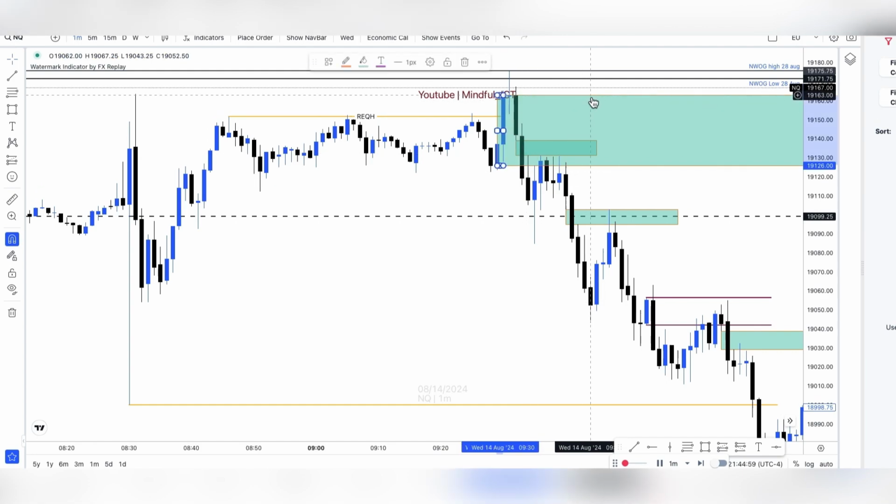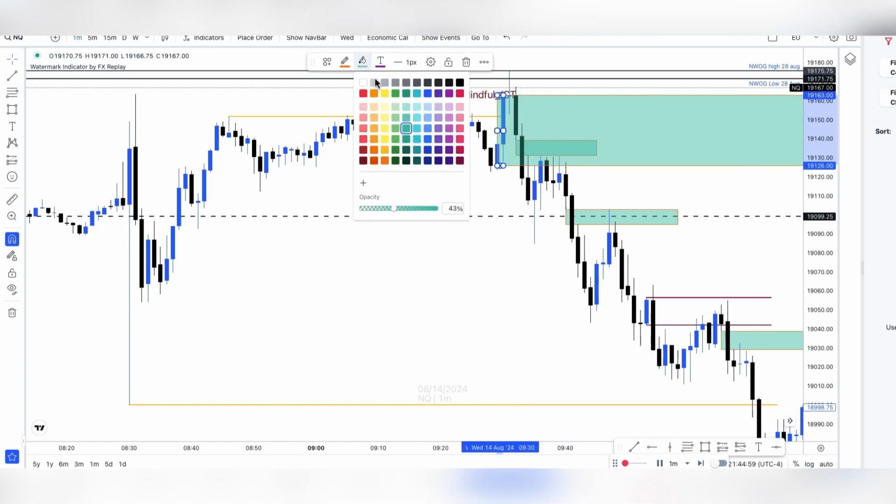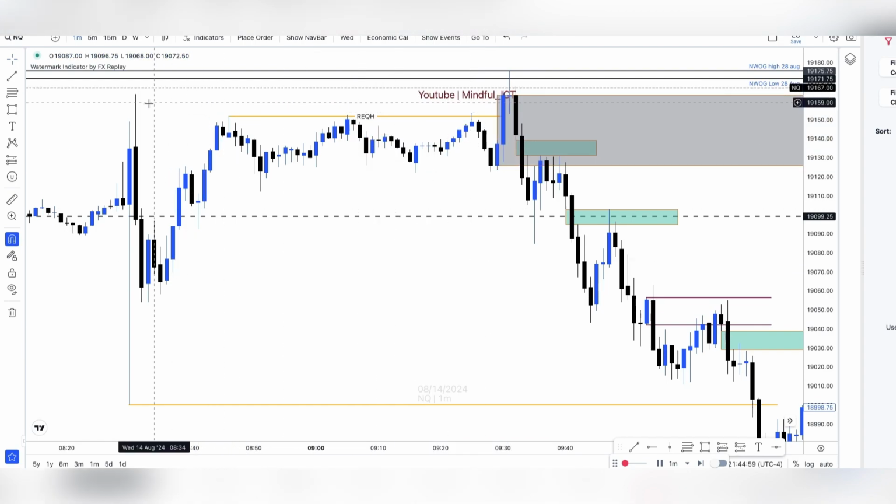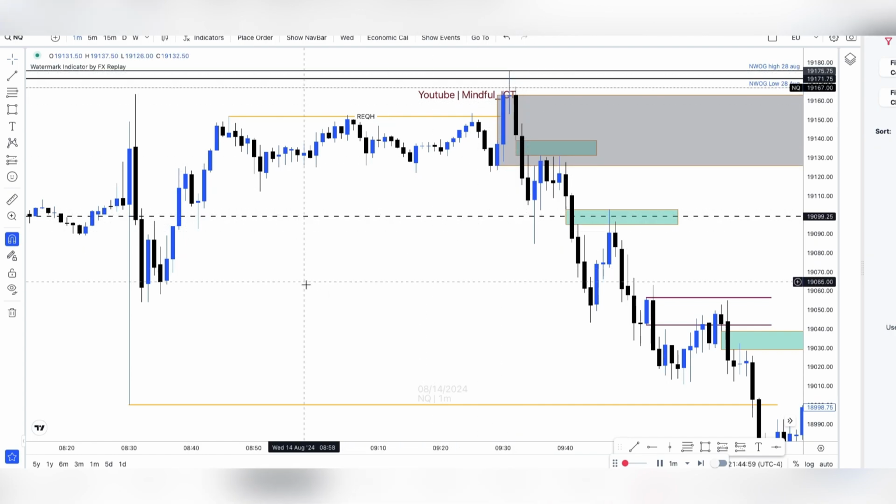A change in the state of delivery occurs when the price opens, moves above, takes out the relative equal highs, and then takes out the 8:30 a.m. high. Major highs and lows formed during significant news events, or at key times, contain a lot of liquidity. The price took this liquidity, reached the new week opening gap, and reversed, indicating a shift from bullishness to bearishness.